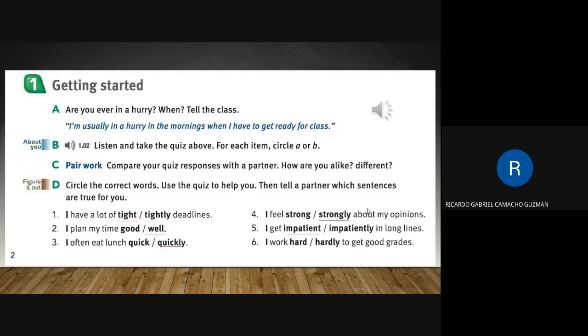And finally, the number 6, I work hard or I work hardly to get good grades. Ese está bueno. What do you think? I work hard. Everyone says that it's hard. Yes. I don't know. Okay. Well, the ones that said that it's hard, let me tell you that you're correct. Yeah. Ahora la pregunta es, why? ¿Por qué?